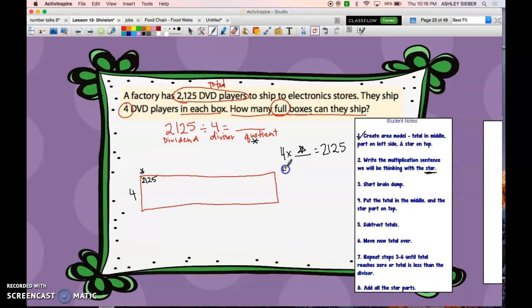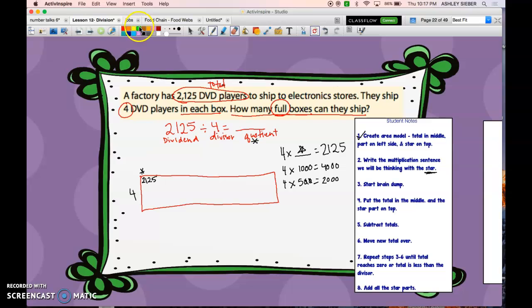Let's try 4 times 1,000, because I know I need to get into the thousands. Well, that's too big. 4 times 1,000 is 4,000, so I can't use that. Let's half it and try 4 times 500. You know I like to start with 1s, 2s, and 5s. If I mark out my zeros, I have 4 times 5, which is 20. Add my 2 zeros to the end, and I get 2,000. That is pretty close to 2,125.